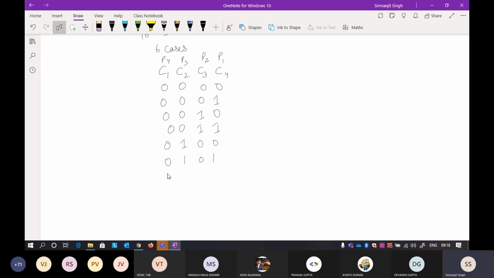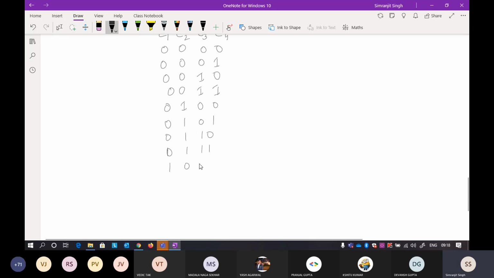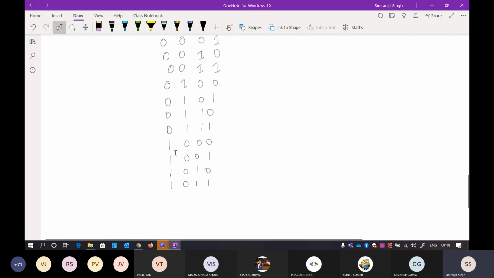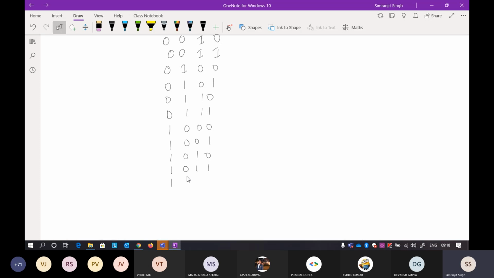5, 6, 7, 8, 9, 10, 11. So 11 will be 8 plus 3, that is 1, 0, 1, 1. Then 12 will be 8 plus 4. Then 13, and then 14, and then 15.